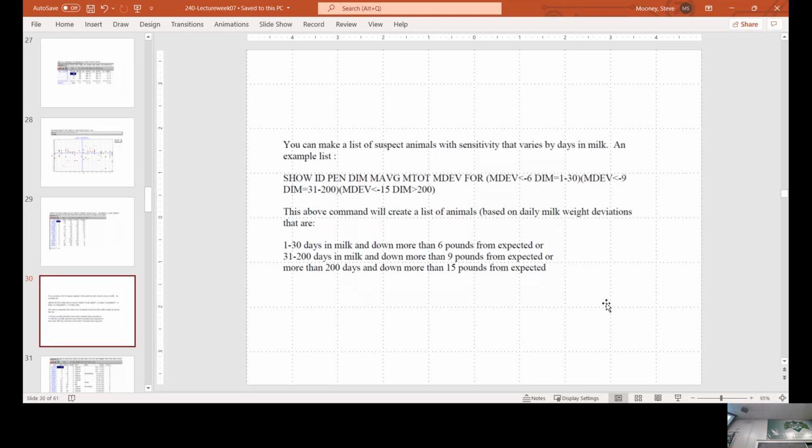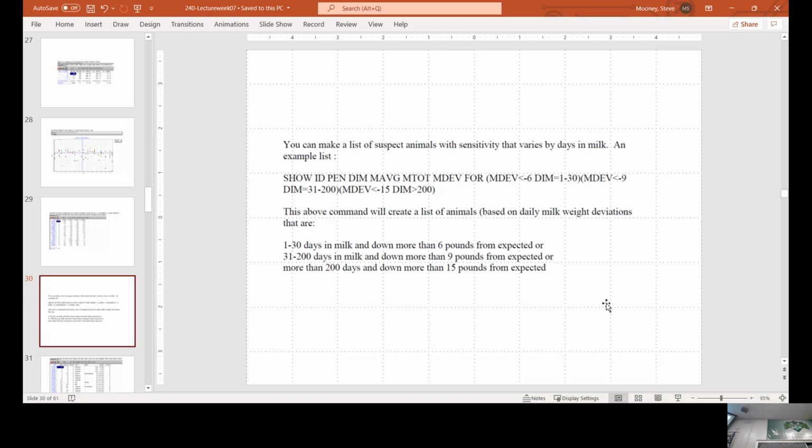There's another thing that you might want to deal with if you want to break your lactation into different parts. Maybe out 200 days, 6 pounds. Well, that's just what happens. You're a little bit more focused on your early lactation animals, not too much on your late lactation animals.